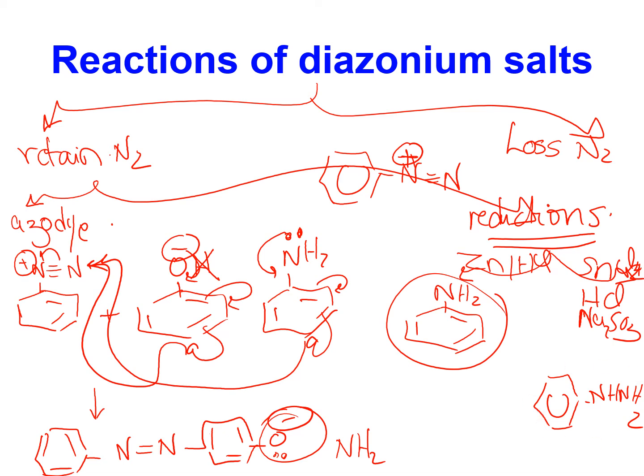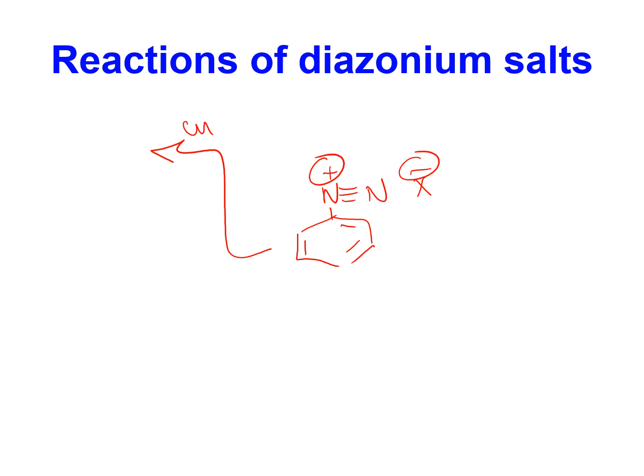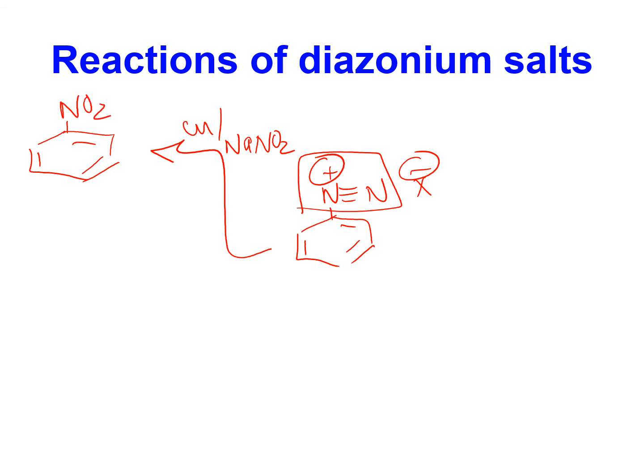Now we move to the reactions where we lose the nitrogen, and we have already discussed some of them. Remember when you had the diazonium salt and you added copper metal and some sodium nitrite. This was one of the methods that you used for the preparation of nitrobenzenes. You removed the diazonium part and you added the nitro group in its place. This is a very famous type of reaction where you add copper and the salt. Here you added the sodium nitrite.